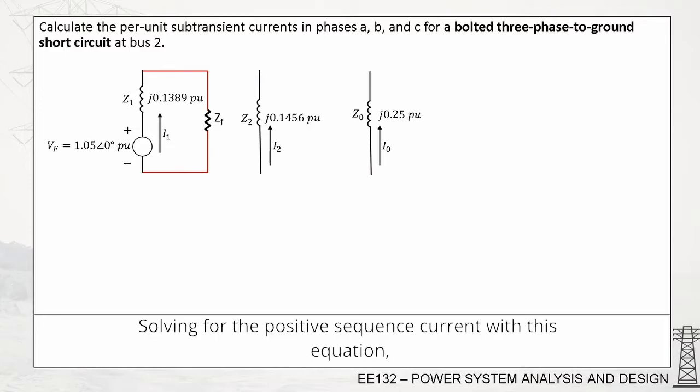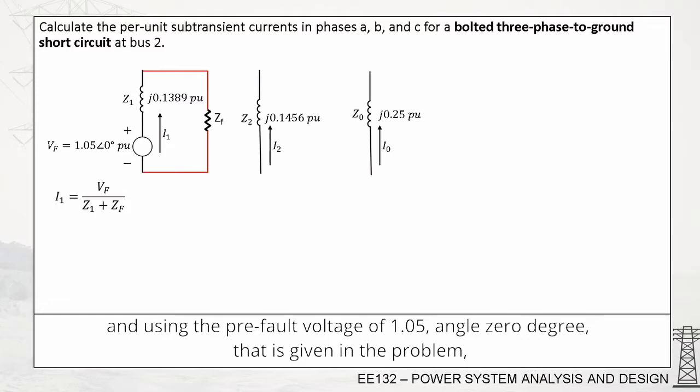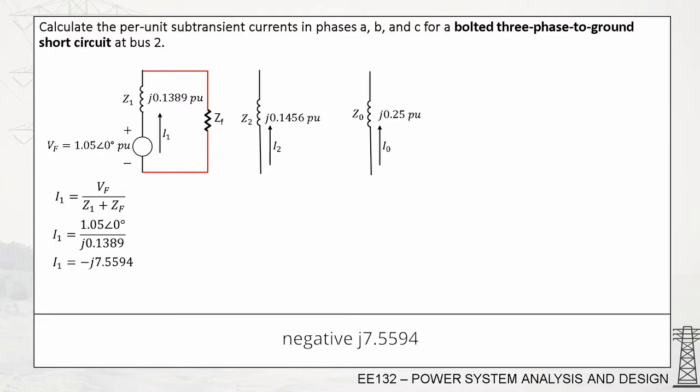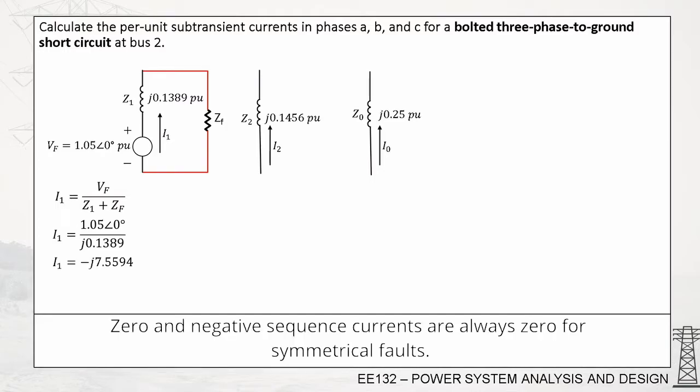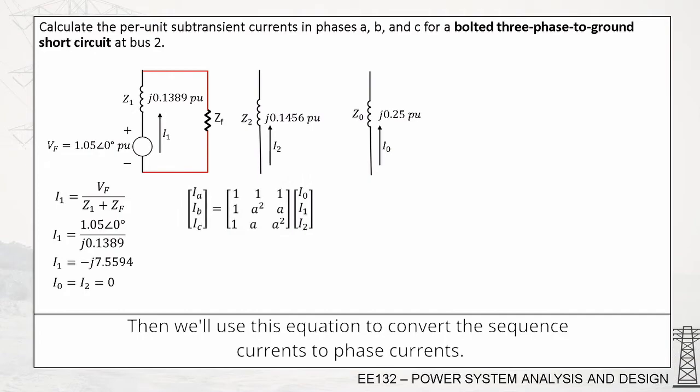Solving for the positive sequence current with this equation, and using the pre-fault voltage of 1.05 angle 0 degrees that is given in the problem, we will get a positive sequence current of negative j7.5594. Zero and negative sequence currents are always zero for symmetrical faults. Then we'll use this equation to convert the sequence currents to phase currents.